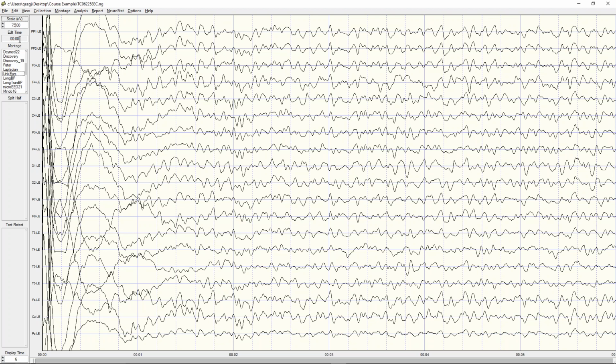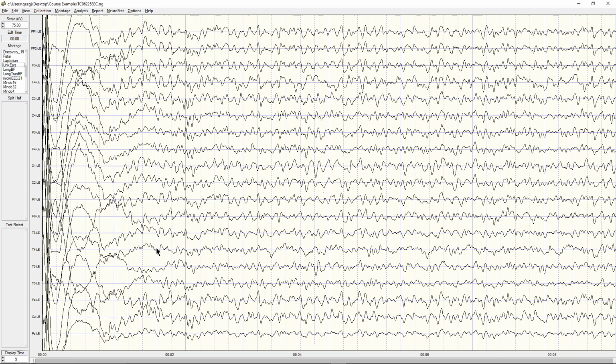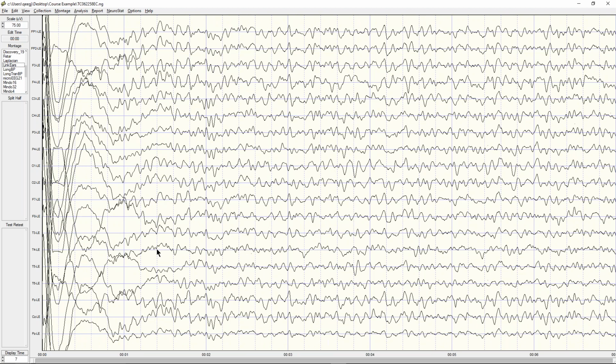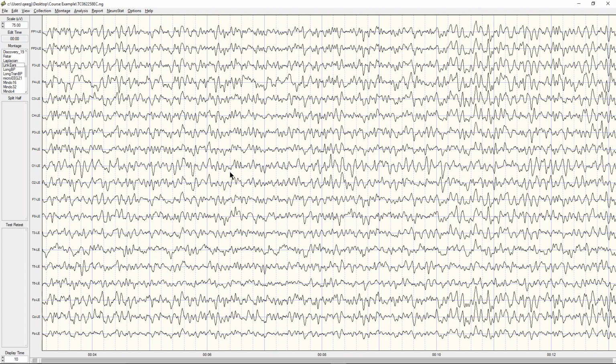The next thing I have down is edit time, and I haven't edited this at all yet, so I don't have any edit time. Here's my list of montages that I can choose, and I've got the linked ears montage chosen in this particular case. Now at the very bottom here, I've got a display time. I like to look at it at 10 seconds of display time. The default is 6 seconds. I'm not sure why, but I tend to like 10 seconds because then the wave patterns look a little bit more like I'm used to seeing them.